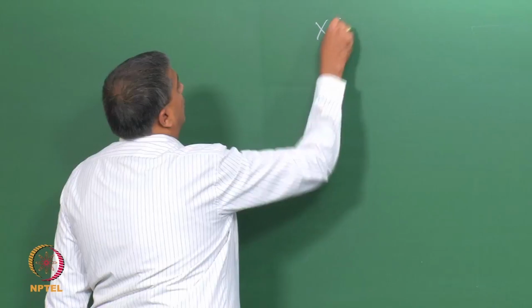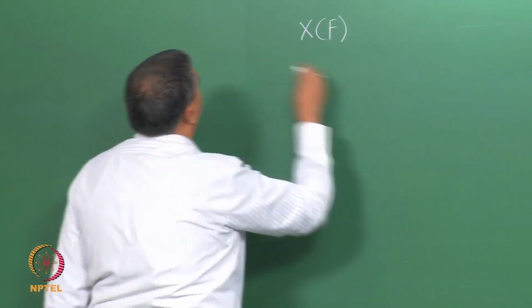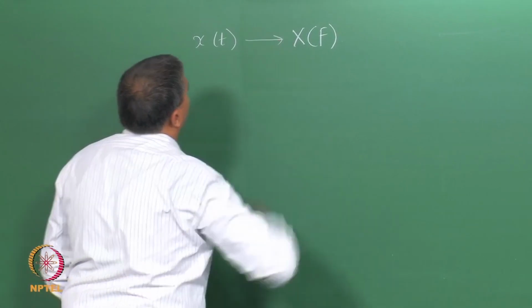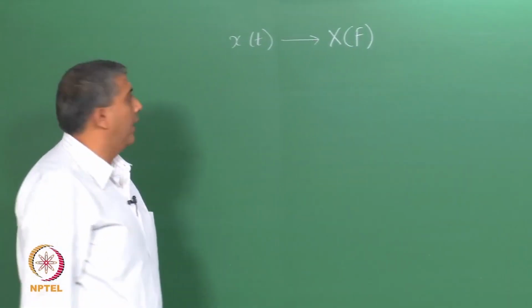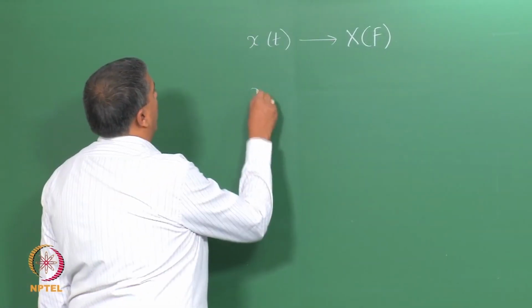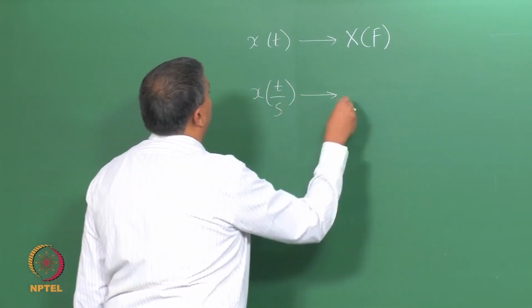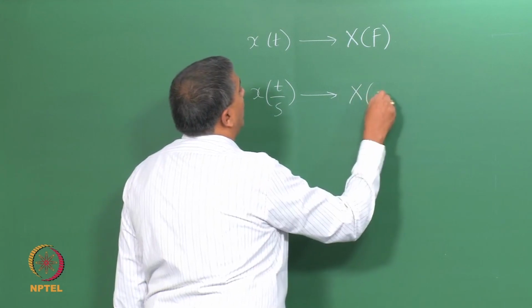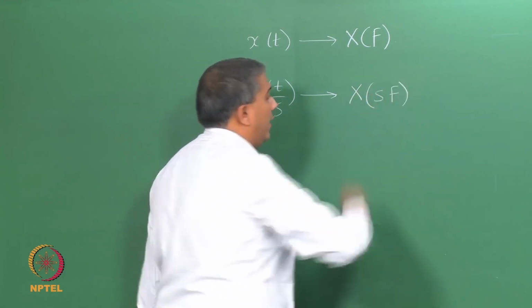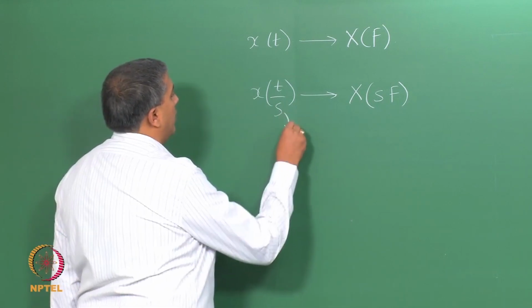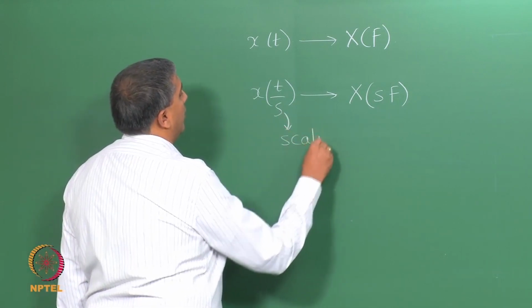What this result says is, if a signal has the Fourier transform X of f, then x of t over s maps to X of s times f in the Fourier domain, where s is the scaling parameter.